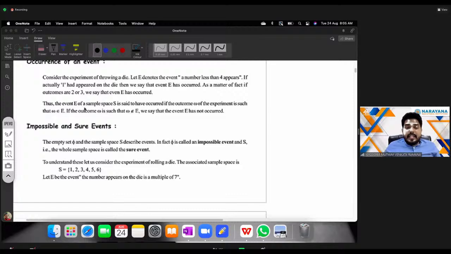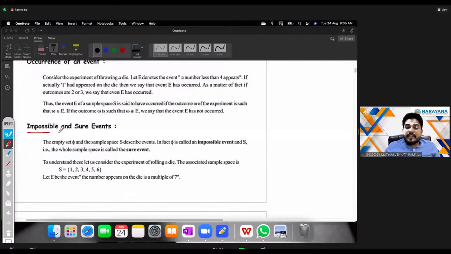The event E of the sample space S is said to have occurred if the outcome W of the experiment is such that W belongs to E. If the outcome W is such that W does not belong to E, that event has not occurred. Whatever you are writing, it is occurring or not. If it is a part of the event, it has occurred. Otherwise, it has not occurred.